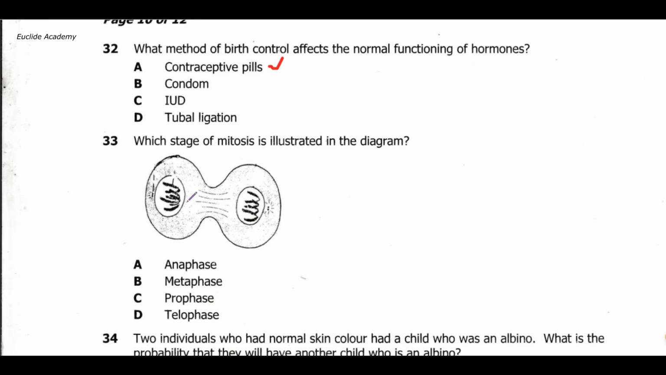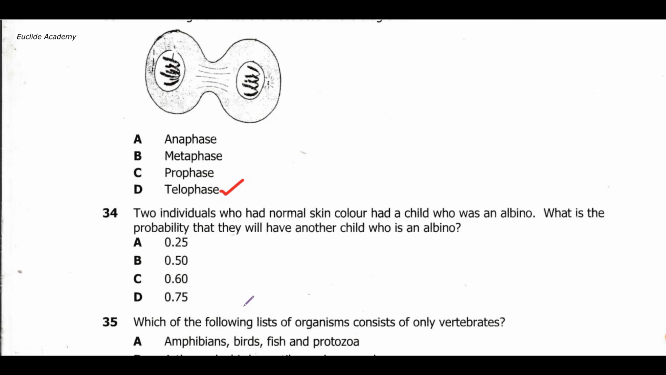Which stage of mitosis is illustrated in the diagram? So A, we've got anaphase, metaphase, prophase, and telophase. So at this stage we can see that the sister chromatids have been pulled apart, and basically this is almost done, and the individual cells are forming, or the daughter cells are forming, and this is the final stage. So it should be the telophase.